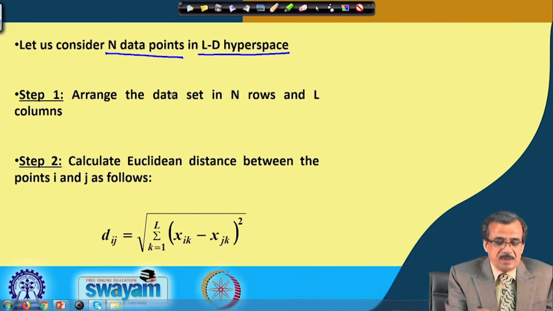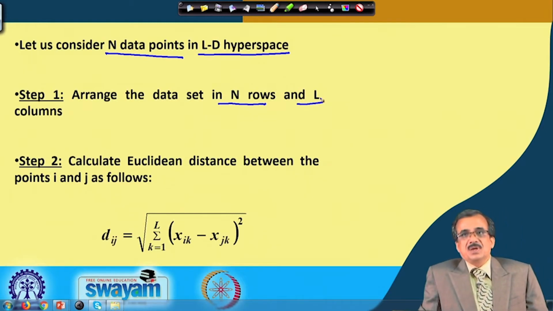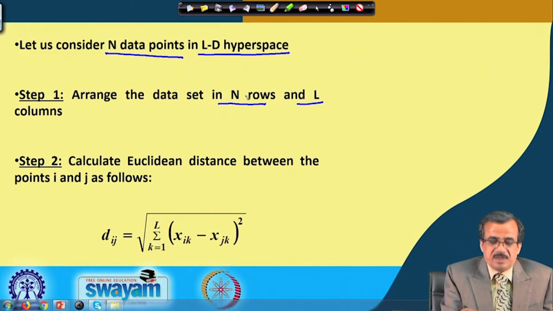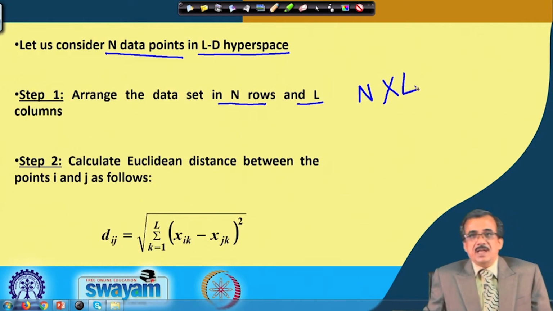Now, we take the help of a few steps. Step 1: we arrange the data points in N rows and L columns. N rows means I have capital N number of data points, and each data point has L dimensions, that means L numerical values, so we take one matrix whose dimension is N cross L. There are N rows and L columns.